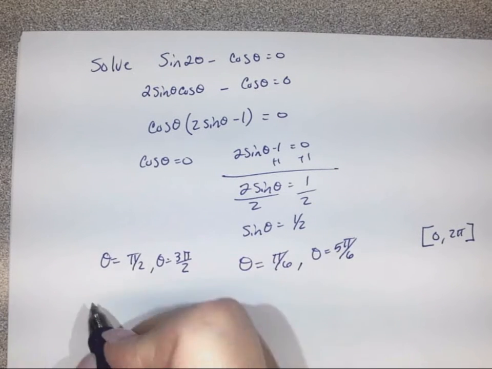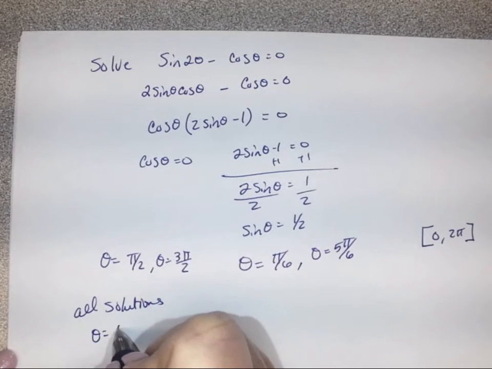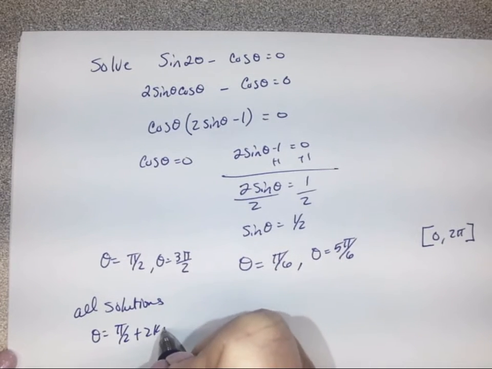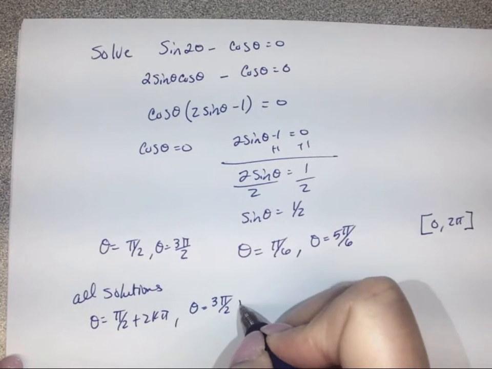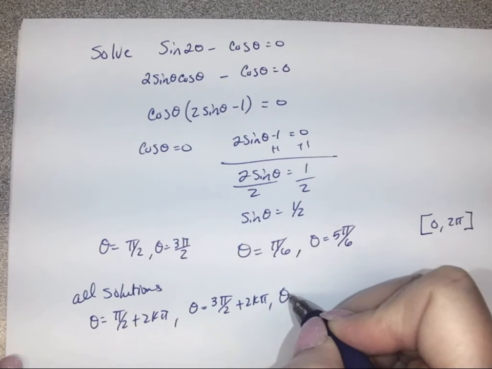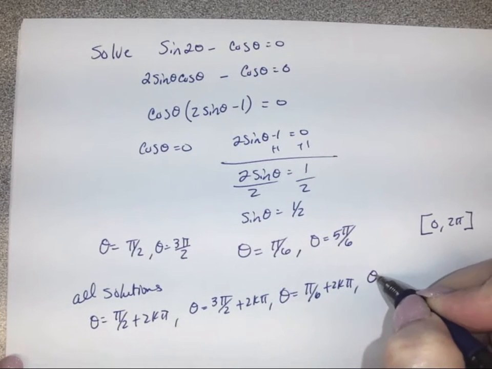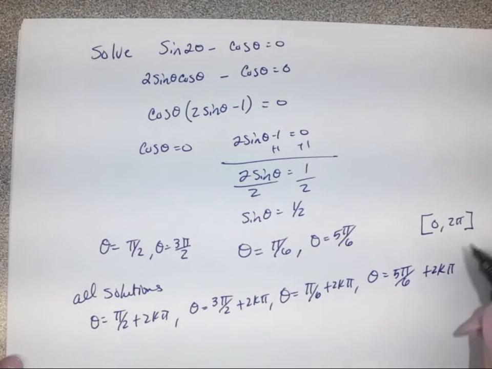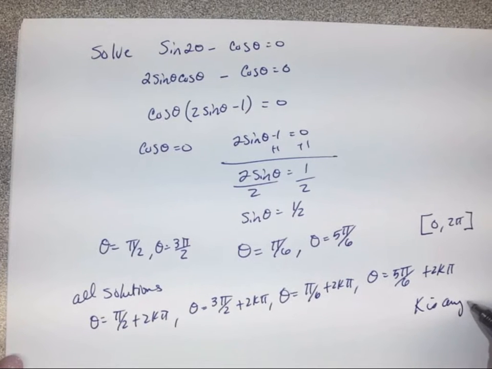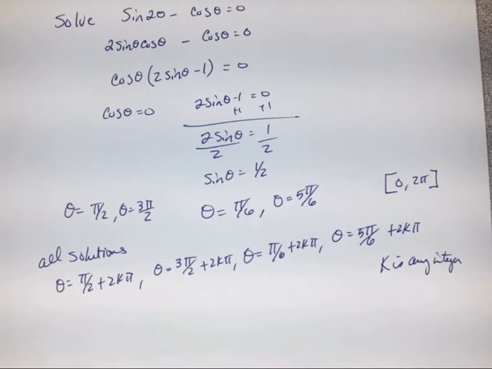So for all of our solutions, we have theta equals pi over 2 plus 2k pi. Theta equals 3 pi over 2 plus 2k pi. Theta equals pi over 6 plus 2k pi. Theta equals 5 pi over 6 plus 2k pi. And of course, k is any integer. So in this case, we had 4 angles plus our 2k pi where they're going to land.